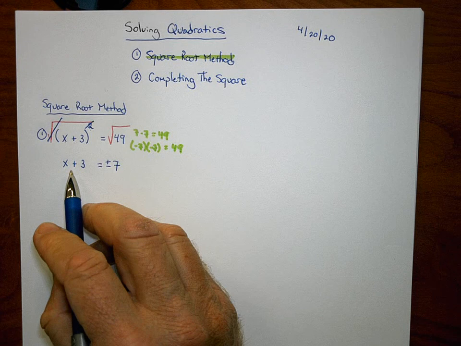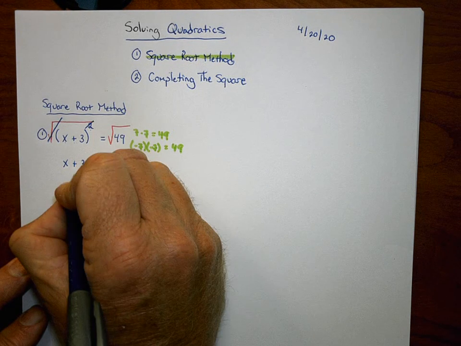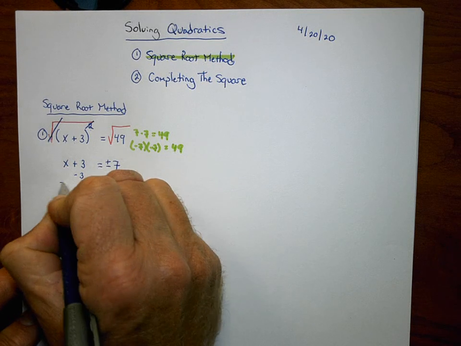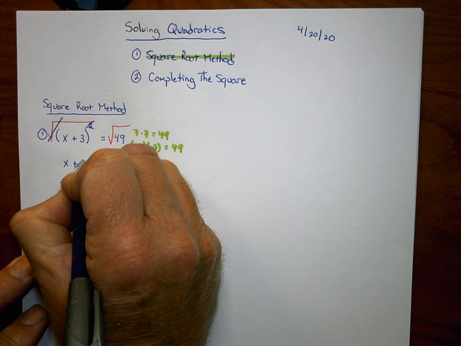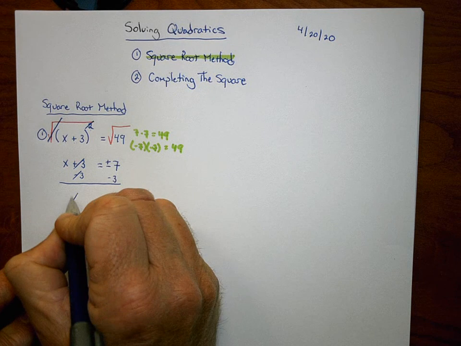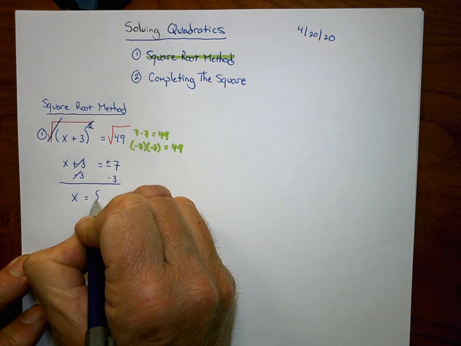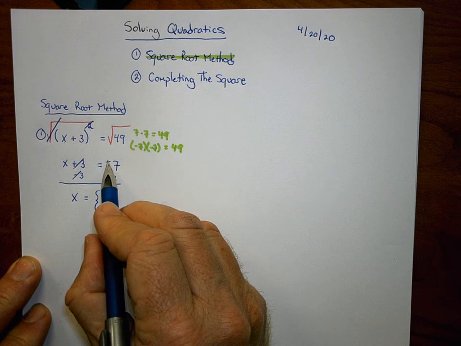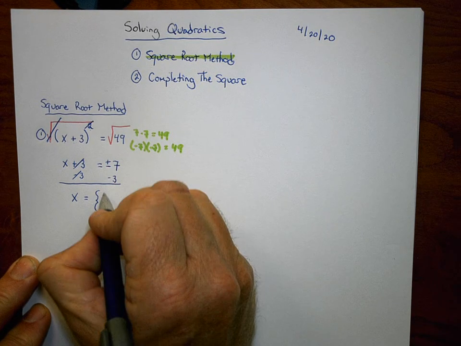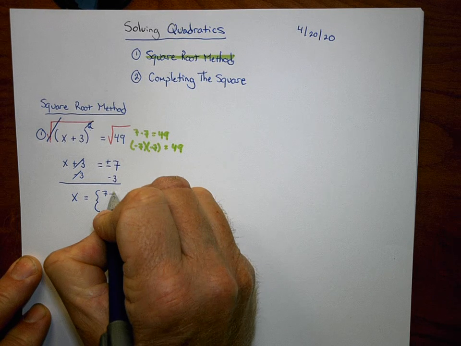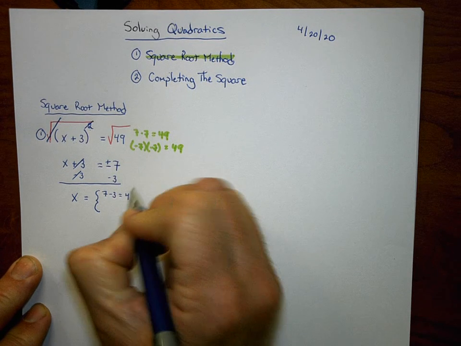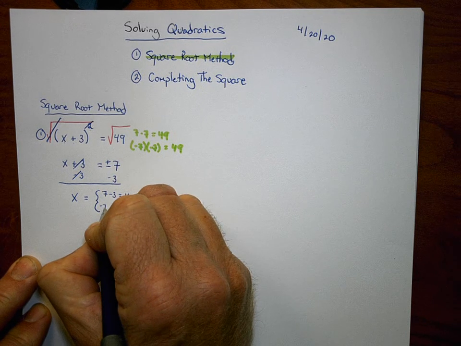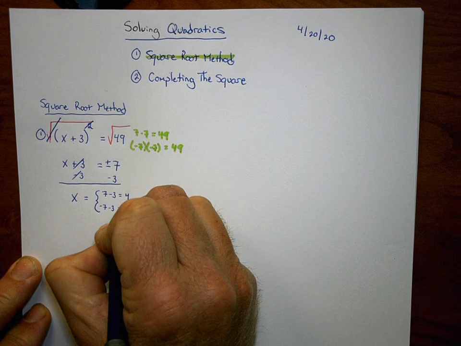Okay, and then we're just going to continue to solve to figure out what x is. So we're going to subtract 3 from both sides of the equation. And after these 3's cancel out, you can see that we've isolated the x. And we're going to end up with two answers for x. One of my answers for x is going to be positive 7 minus 3, so that's equal to 4. And then my other answer for x is going to be negative 7 minus 3, and negative 7 minus 3 is equal to negative 10.